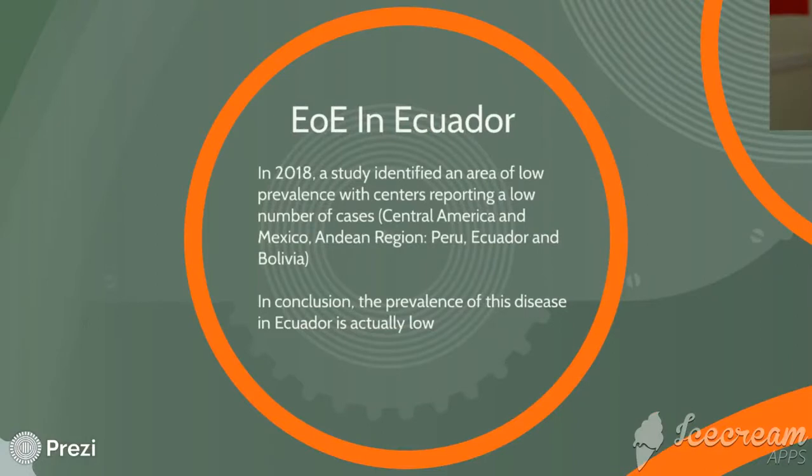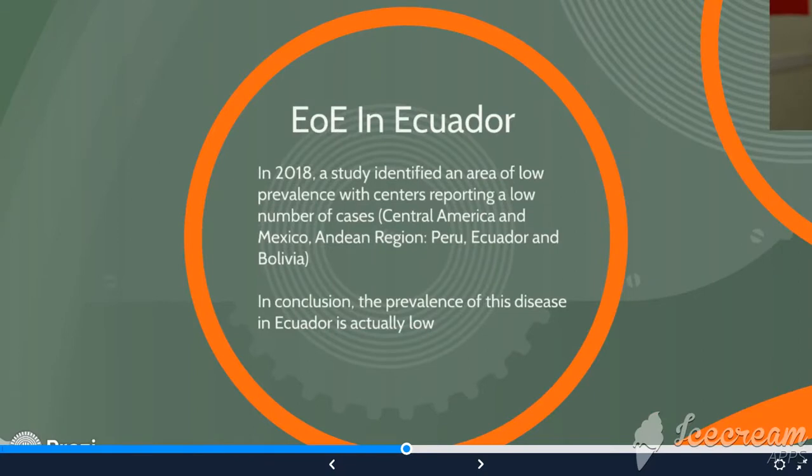EOE in Ecuador. In 2018, a study identified an area of low prevalence, with centers reporting a low number of cases in Central America and Mexico, and in the Andean region, like Peru, Ecuador, and Bolivia. In conclusion, the prevalence of this disease in Ecuador is actually low.